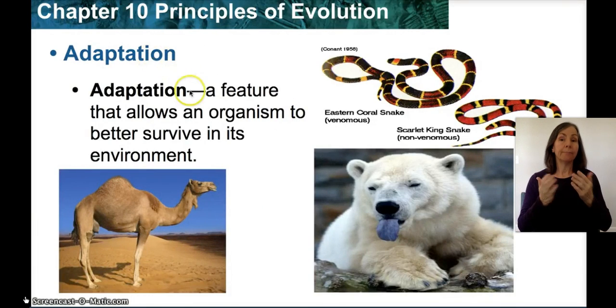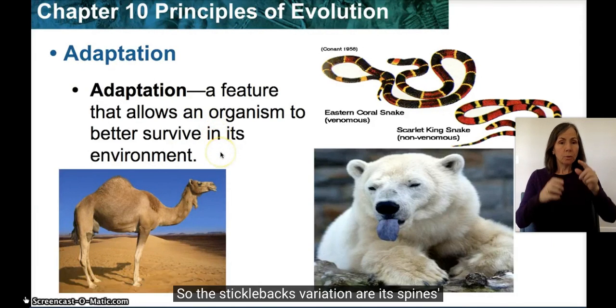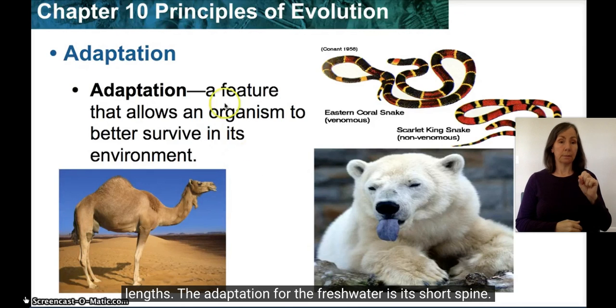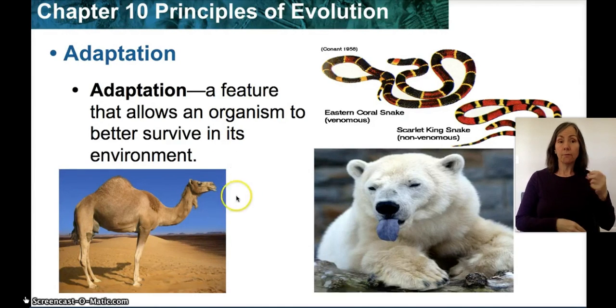Adaptation, you're going to write this in the adaptation box, is something that allows you to better survive in your environment. So the stickleback's variation is its spine length. The adaptation for the freshwater is its short spine.